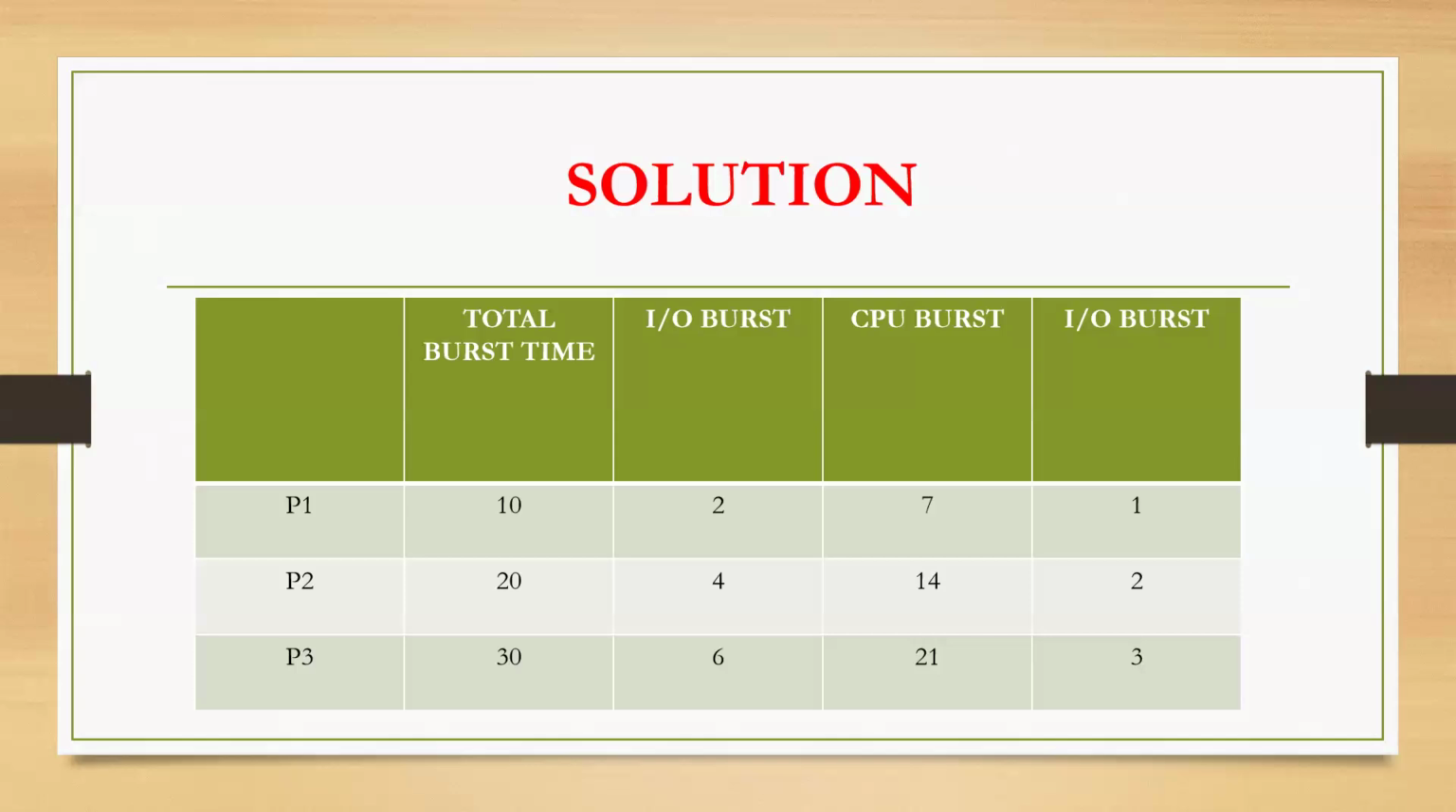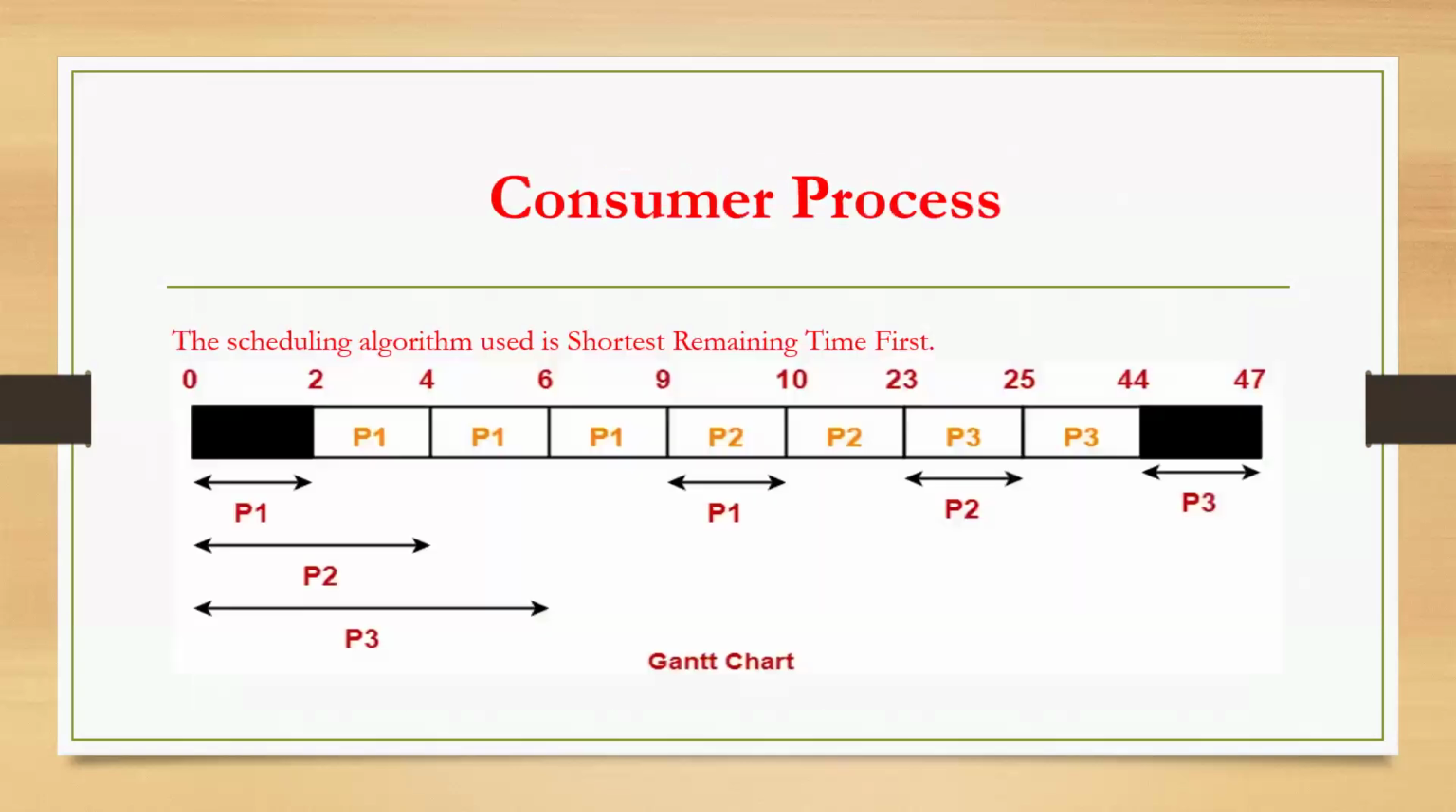Similarly, we have to calculate the scheduling using shortest remaining computer time, so we have to refer to the Gantt chart. I hope you understand this table. Okay, we will move on to the next concept. This is the scheduling algorithm: shortest remaining time first.